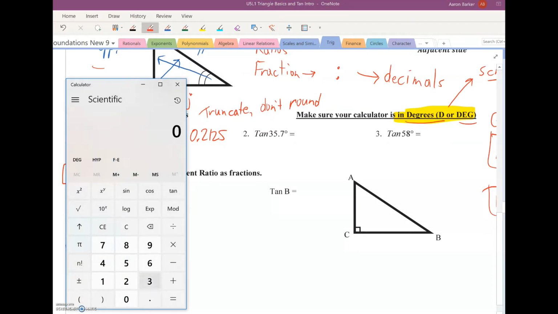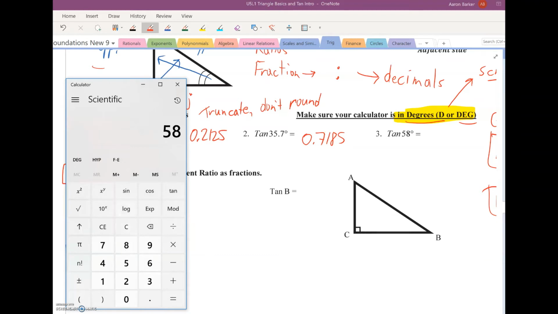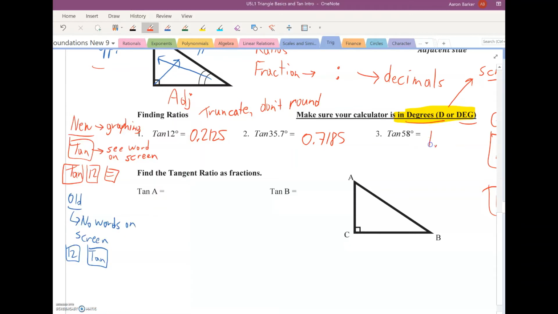Clear. 35.710. 0.7185, and then the next one is 58, 10, 1.6003. So this is when you're finding the ratios and you're given the angle, okay? So you're given 12 degrees, 35.750 degrees.